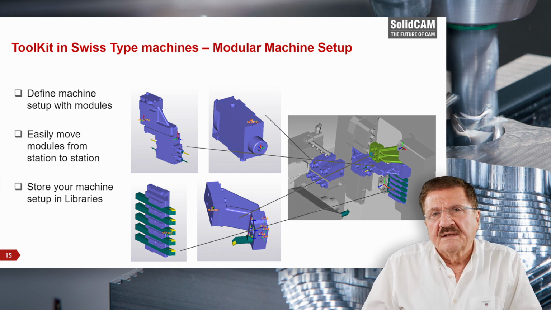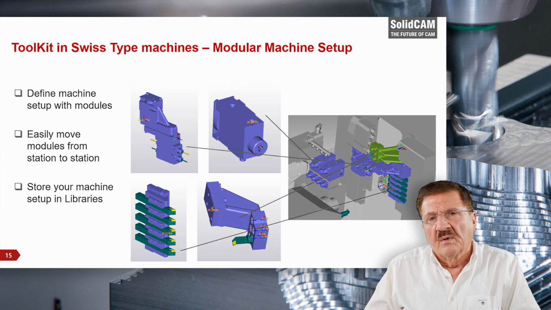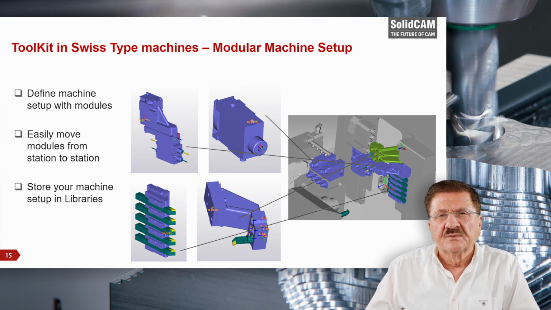As I said, the Toolkit is important for advanced mill-turn and Swiss-type customers. Here you see the use of the Toolkit in Swiss-type machines. We provide modular machine setup. We define machine setup with modules. We easily move modules from one station to the other, and we store your machine setup in libraries, as you see here in these figures.